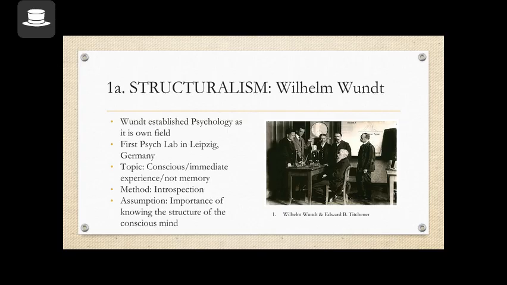So what was the topic he was interested in? Well, he was interested in the conscious mind, where he would ask participants to look at an object and describe the features of the object. For example, if a participant is shown an object like an apple, they were asked to describe the object without actually naming it. So they can't say it's an apple. They are supposed to describe its features, like it's round, shiny, red, and things like those.